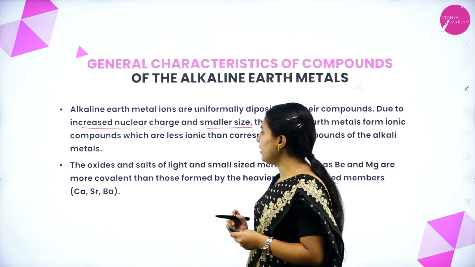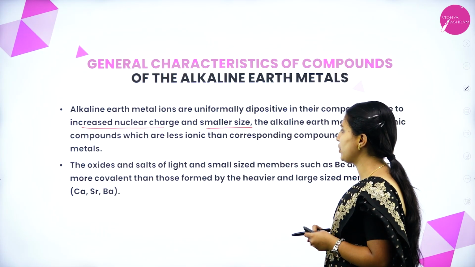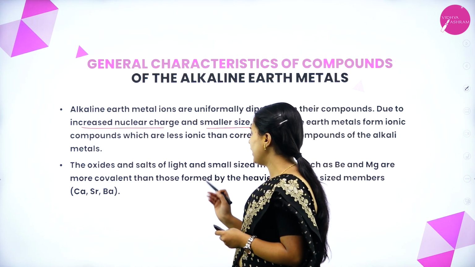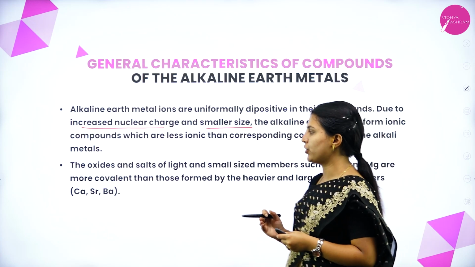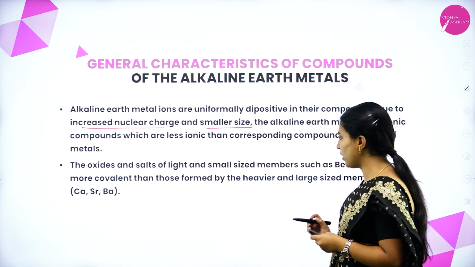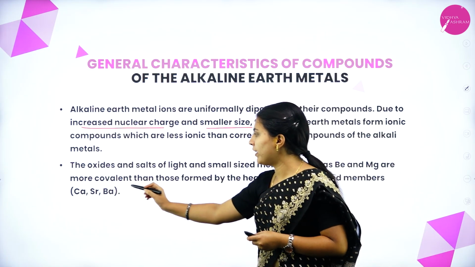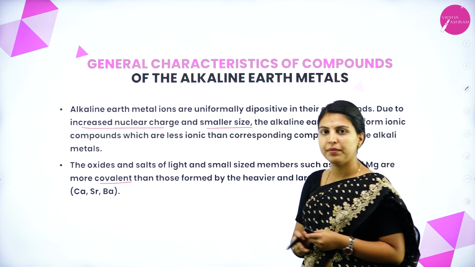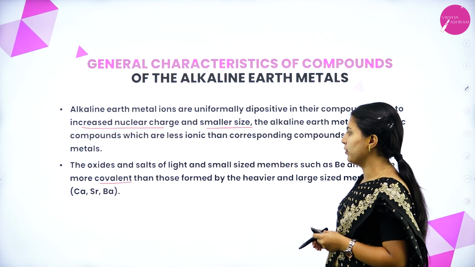The oxides and salts of light and small sized members such as beryllium and magnesium are more covalent than those formed by the heavier and larger sized members like calcium, strontium, barium. Oxides and salts of the light and smaller sized beryllium and magnesium will form covalent compounds, but calcium, strontium and barium will form ionic compounds.